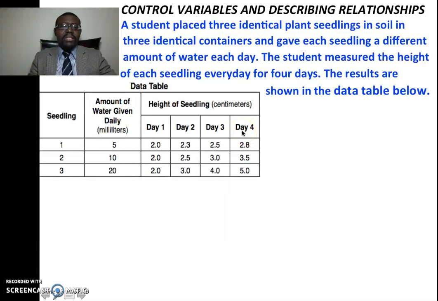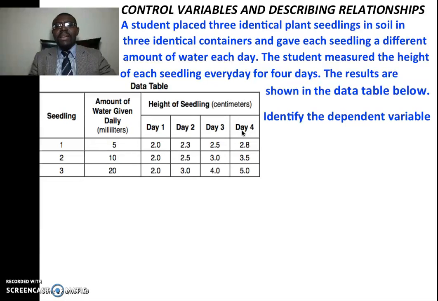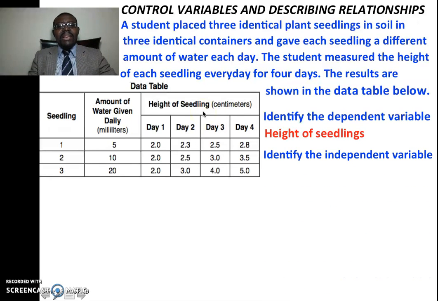Now let's look at the questions that followed. The first question says, identify the dependent variable. Remember, the dependent variable is what we measure. So the dependent variable will be the height of the seedling. Identify the independent variable. The independent variable is what we change or manipulate. So the independent variable is the amount of water given daily.